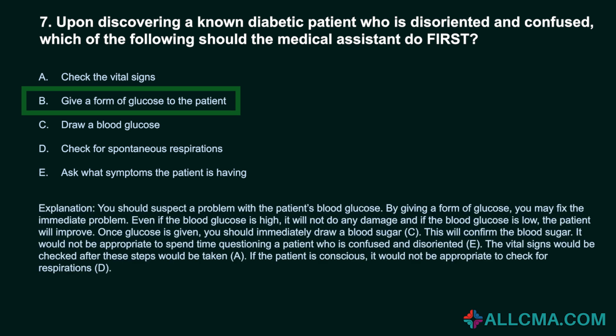You should suspect a problem with the patient's blood glucose. By giving a form of glucose, you may fix the immediate problem. Even if the blood glucose is high, it will not do any damage, and if the blood glucose is low, the patient will improve. Once glucose is given, you should immediately draw a blood sugar, C. This will confirm the blood sugar.